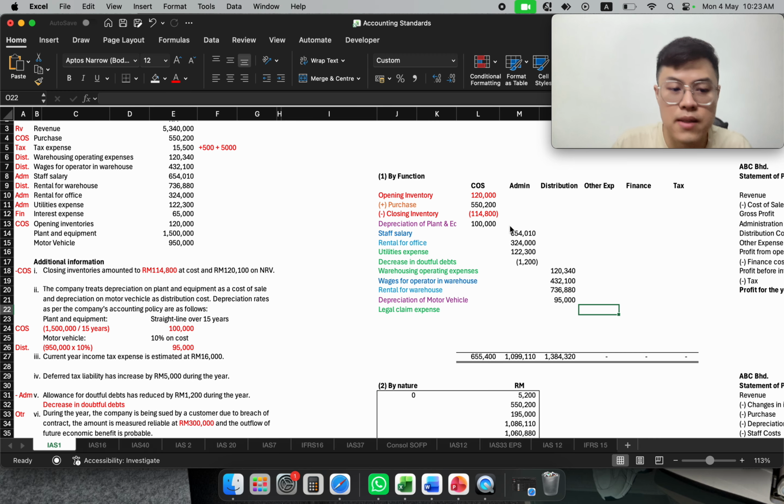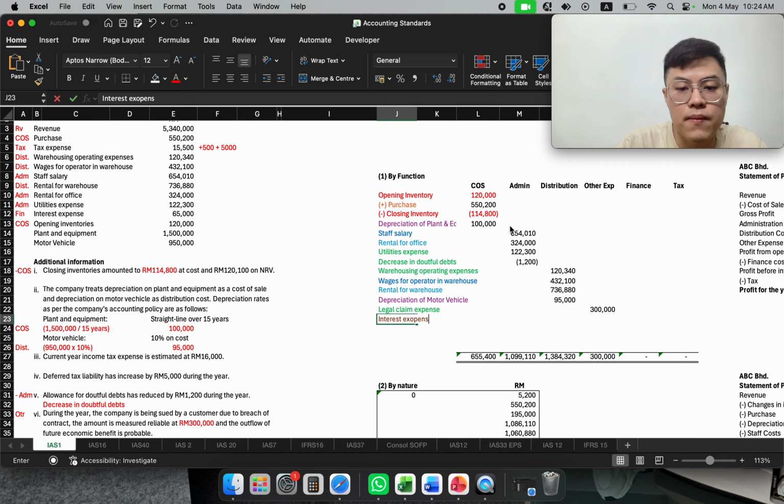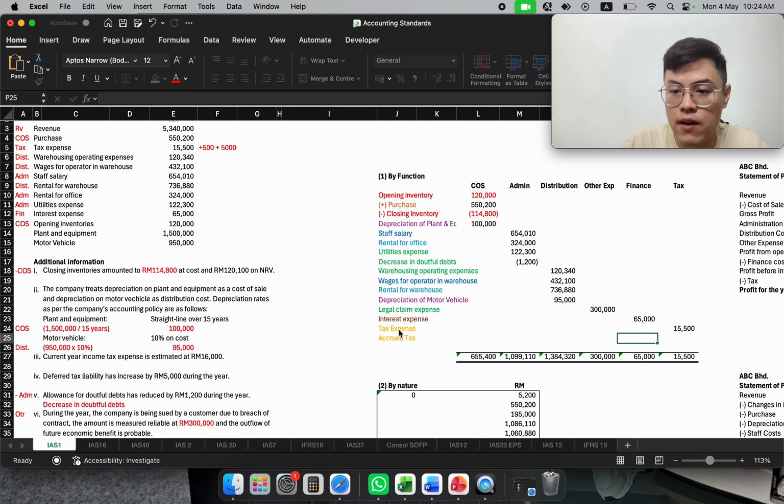Other expenses, we have our legal claims proceedings expenses. So these other expenses is our 300,000, we got sued by the customer. Finance costs, interest expense. So our interest expense, finance cost is 65,000. And my tax expense originally recorded in my trial balance is 15,500. But not to forget, we have our accrued tax, 500. And we have another 5,000 increase in deferred tax liability.